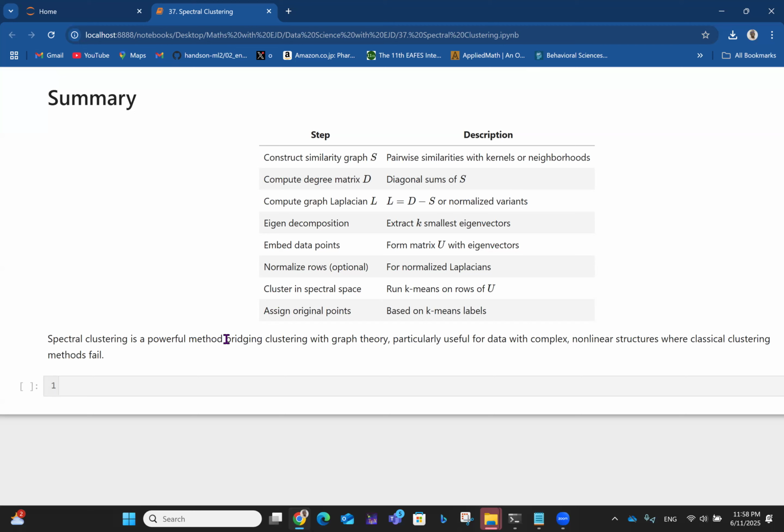From the next video, I'll be talking about dimensionality reduction, talking about things like PCA, t-SNE, and all that.